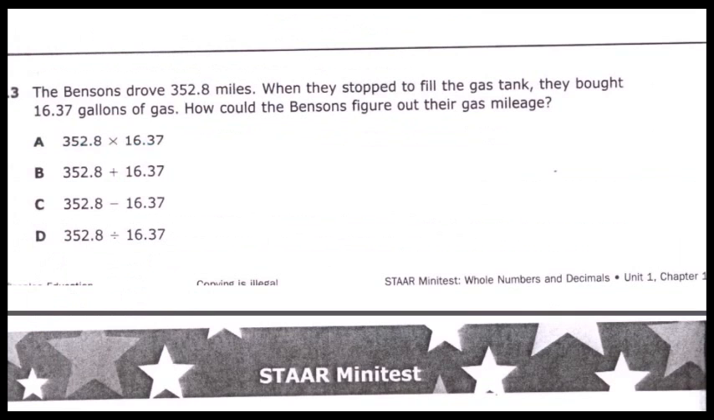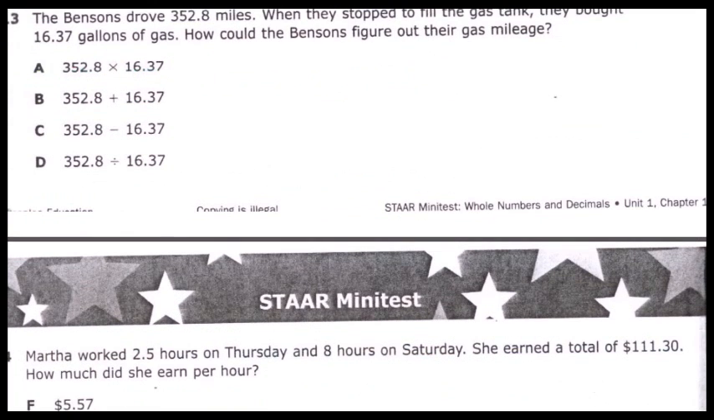Number 13. Benson drove 352.8 miles. When they stopped to fill the gas tank, they bought 16.37 gallons of gas. How could the Bensons figure out their gas mileage? Well, think about it. They drove that many miles, right? And when they stopped to fill up the tank, they bought 16.37 gallons of gas.